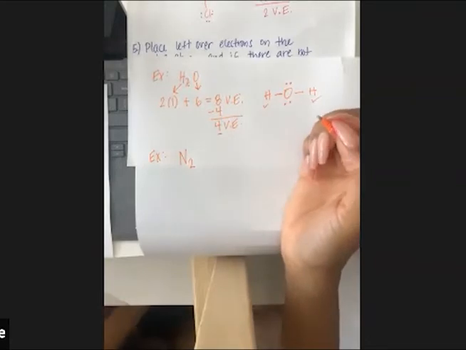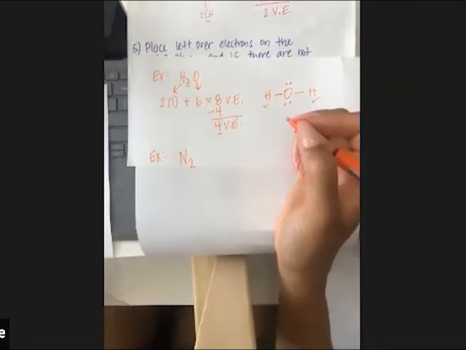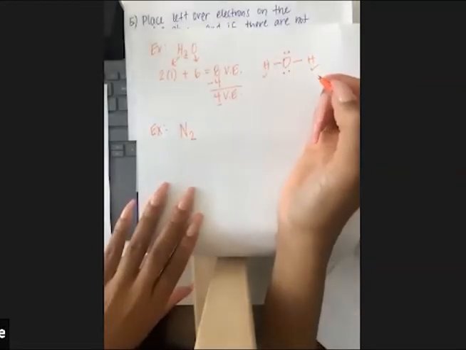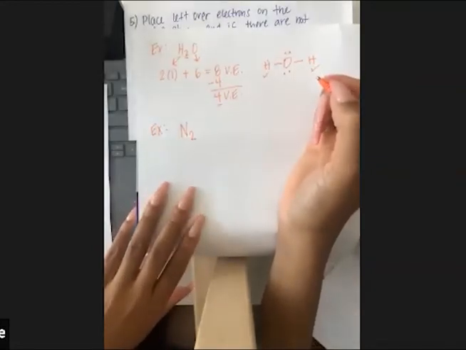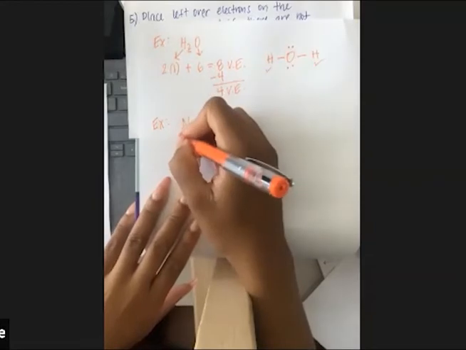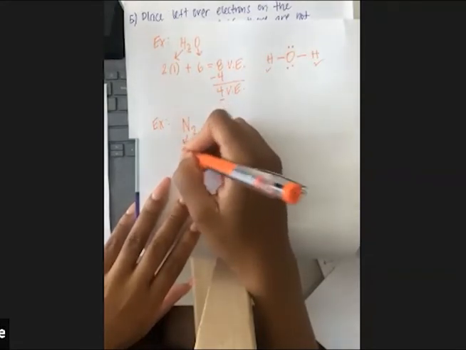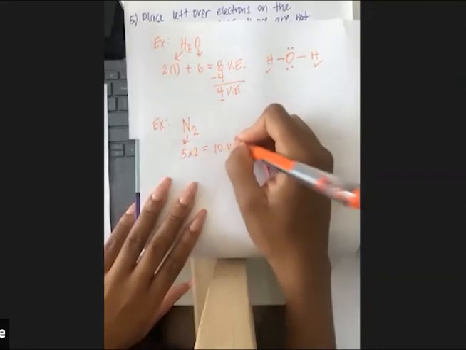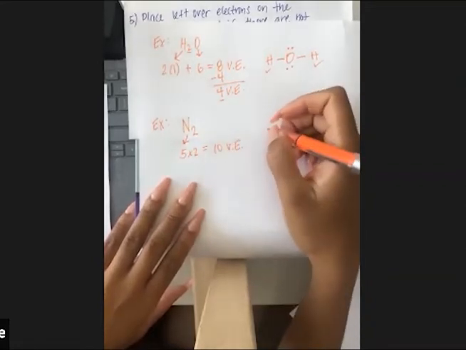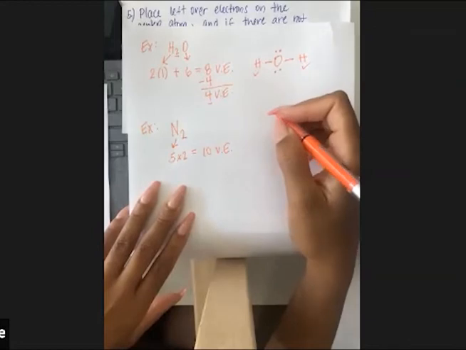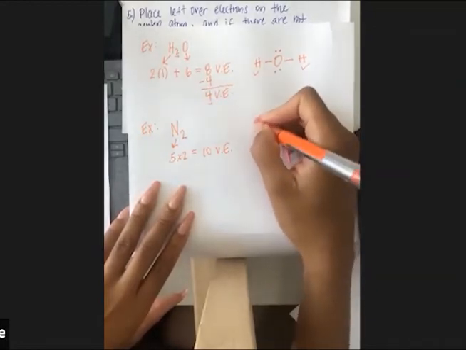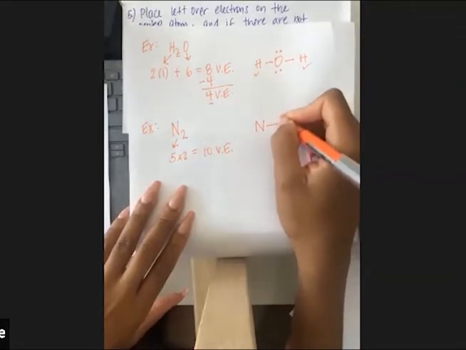All right, so let's do N2. Let's do nitrogen gas. The first step says let's sum the valence electrons. Nitrogen is in group 5. So I'm gonna say 5 times 2. That means I have 10 valence electrons to play with. Step 2 says say which one's gonna be the center atom, but since they're both nitrogen, it doesn't matter. We're just gonna say nitrogen, single bond, nitrogen.